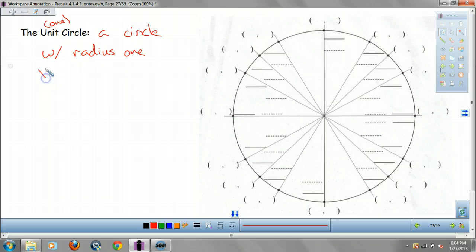So that means your x coordinate equals cosine of theta, and your y coordinate equals sine of theta. Okay? It's pretty tricky actually. That's actually amazing to think about. And tan of theta equals y over x.